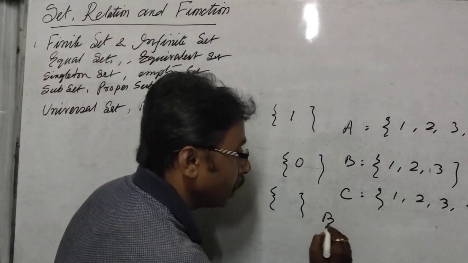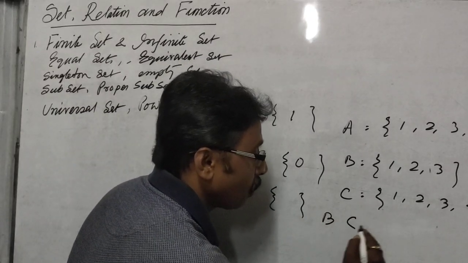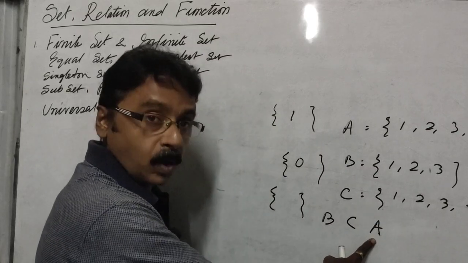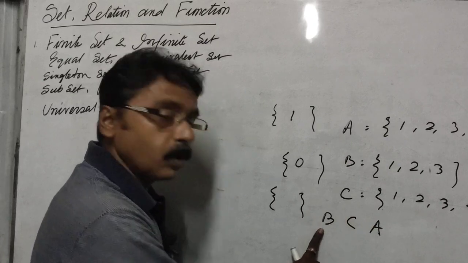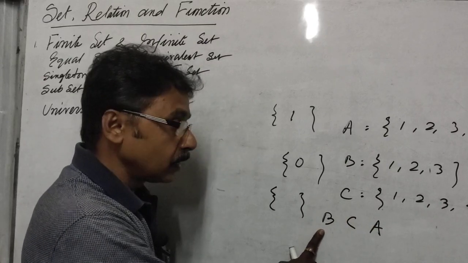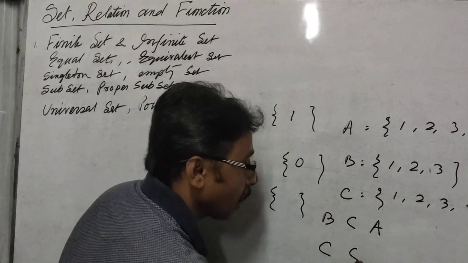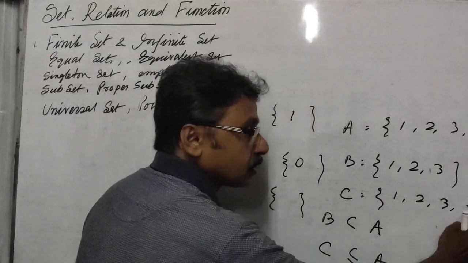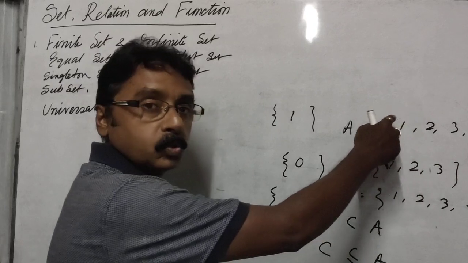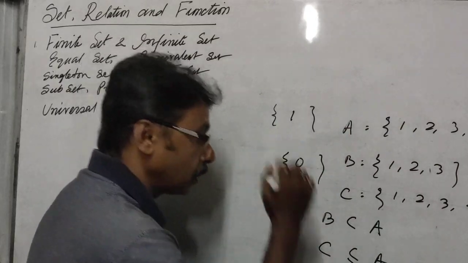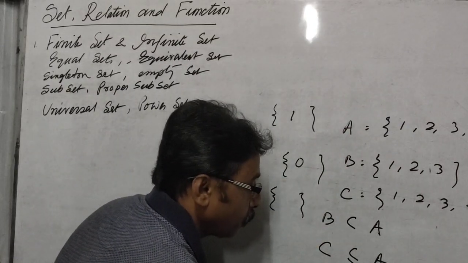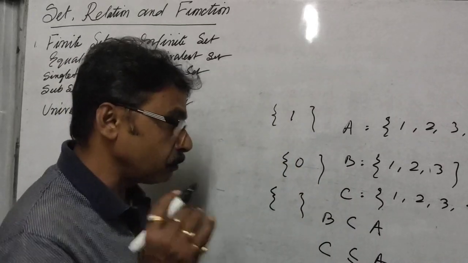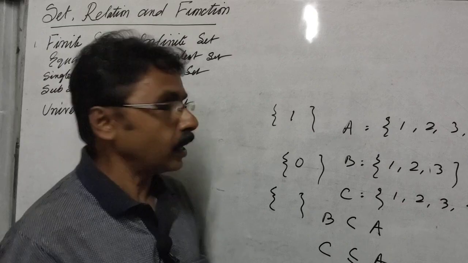Suppose B is a proper subset of A. Why? Because A contains at least one element which does not belong to the set B. But C is a subset of A. Why? Because exactly the same elements of C belong to A also. But here for B also, we can say that B is a subset of A, as well as a proper subset of A.